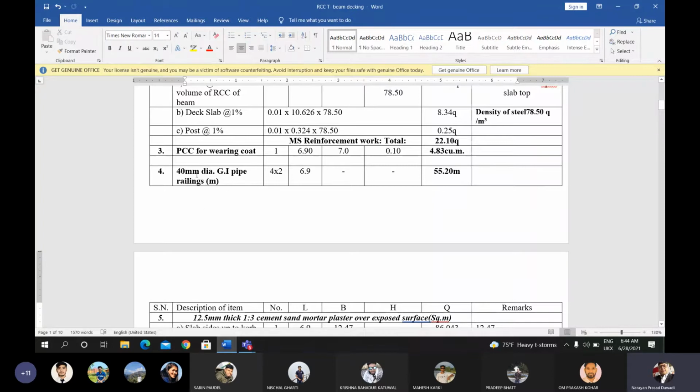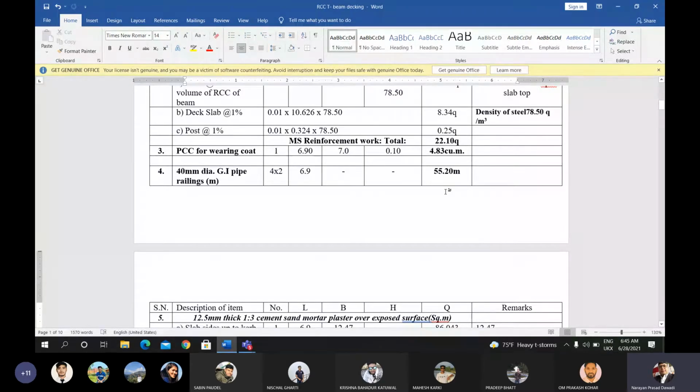Okay. Diameter has to be specified, and the number of pipes has to be specified, and the length of the pipe is calculated. The length of the pipe is 6.9 meter, the length of the bridge span. Now the total length of the pipe will be 8 into 6.9. You will get the value of 55.20 meter.